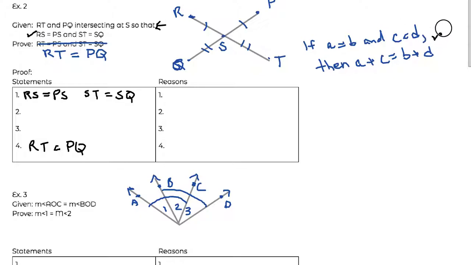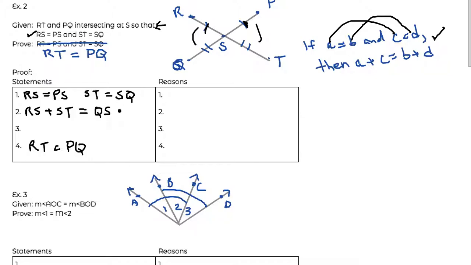Now we're going to use the addition property of equality. The addition property says if A equals B and C equals D, then we can add these two together and they'll be equal to these two added together. So let's do that. We have this segment equal to this segment, so we can add these two together and we can add these two together and they're going to be equal. So we're going to get RS plus ST equals QS plus SP.